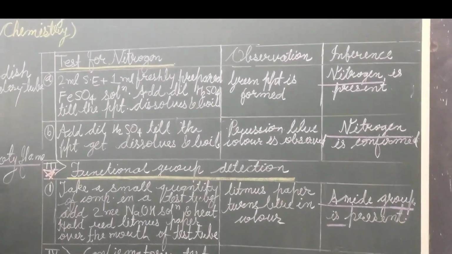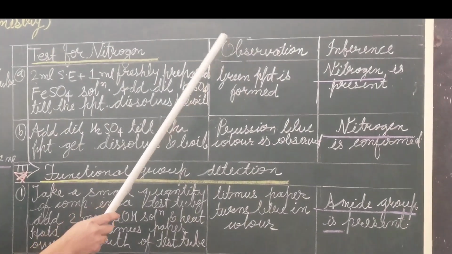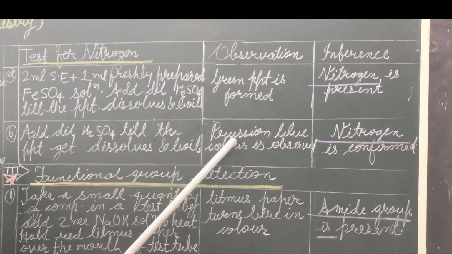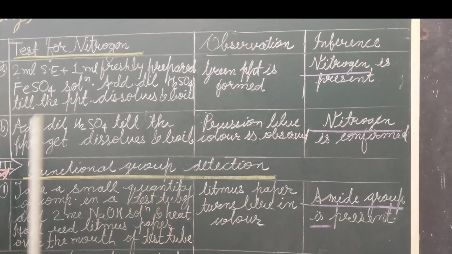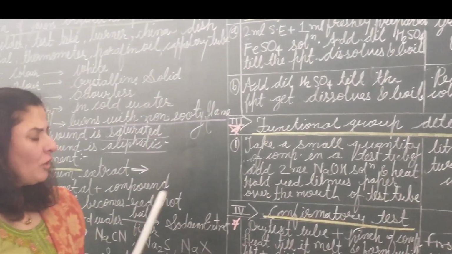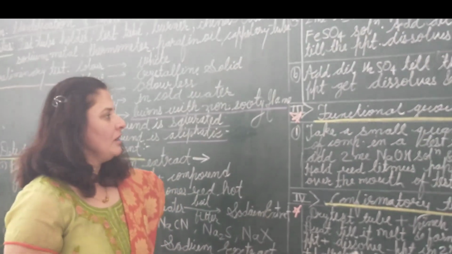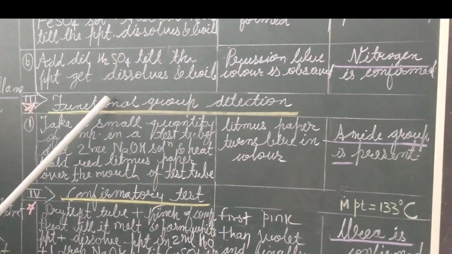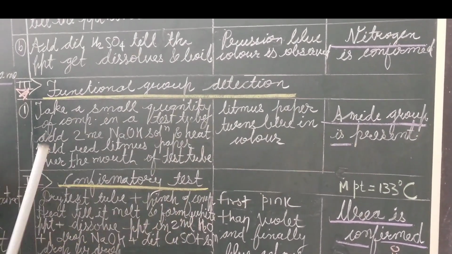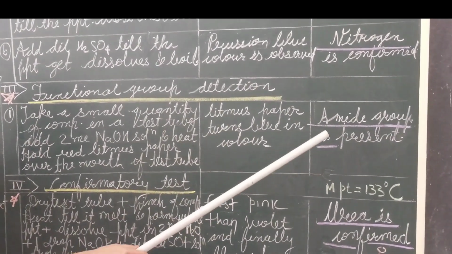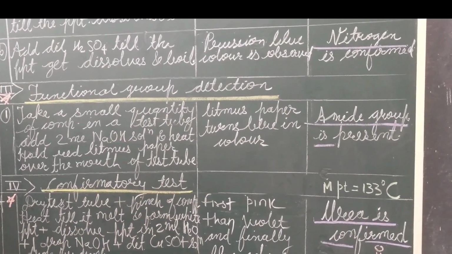Firstly we will do the test for nitrogen, and we have seen that here we have obtained the green precipitate followed by Persian blue color, and here our nitrogen is confirmed. The rest of the extra elements like sulfur and halogens were found to be absent. The next stage is our functional group detection. We have done the test of amide here, and the amide test turned positive. So the amide group is present in our organic compound.